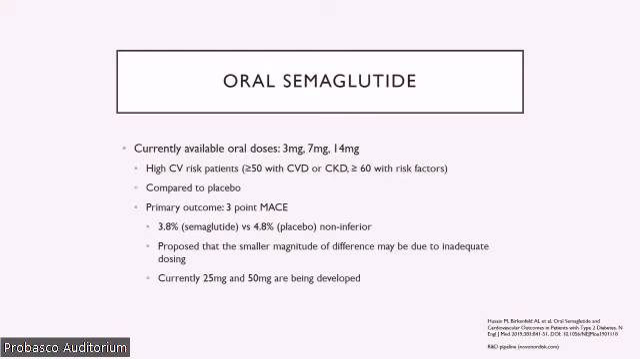And then oral semaglutide. Currently its doses are 3, 7, and 14, with 14 being somewhat equivalent to 0.5 of the injectable semaglutide. And injectable semaglutide for diabetes goes to the 1 and 2 milligram dose. And currently the 25 and 50 milligrams are being developed in order to be more equivalent to that 1 and 2 milligram. This is the only oral GLP option that we have. All the rest are injectables.